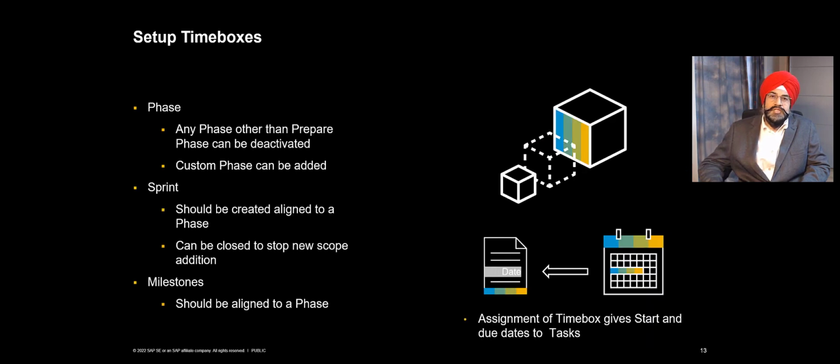Then let's talk about setting up the time boxes. So time boxes include your phases, sprints, and milestones, and each one has a different purpose. You get a predefined phase list from SAP Activate methodology, but you can easily extend it by adding a custom phase. In case your project is about a specific time frame, as an example, you are only in the realize phase, then you may also want to deactivate the existing phases. That can be done easily via a UI option.